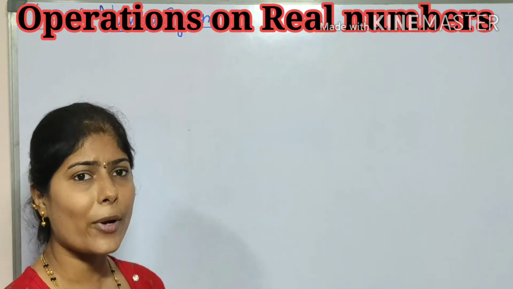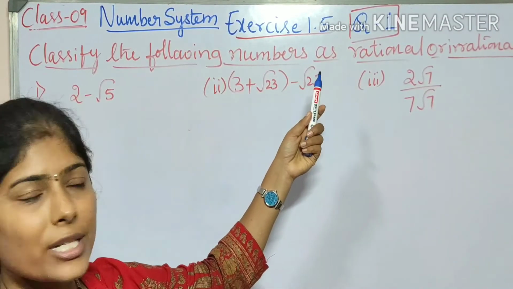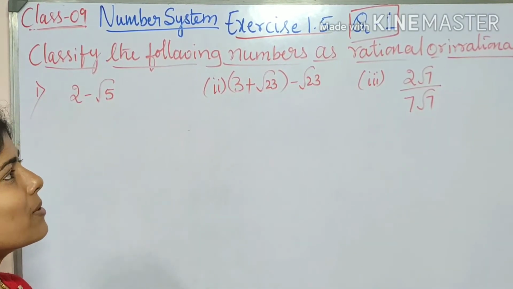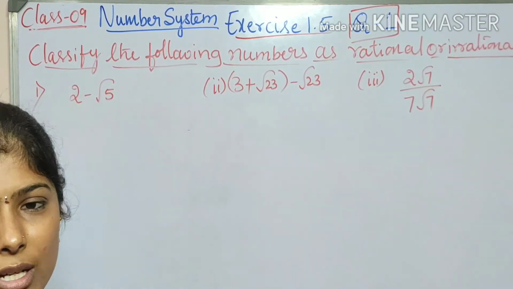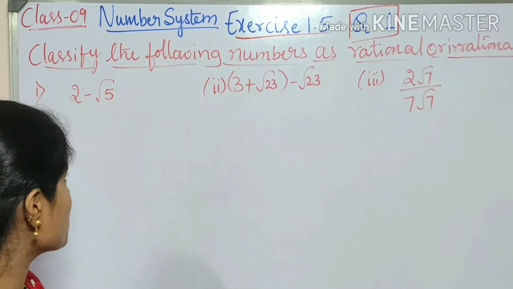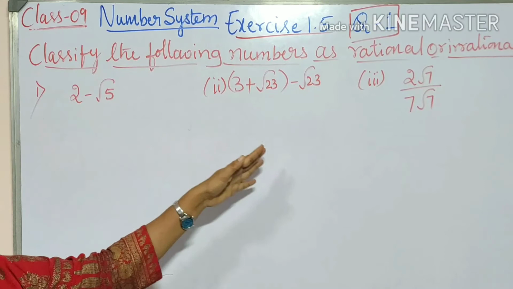We are doing some operations related to rational numbers. Exercise 1.5, question number 1: classify the following numbers as rational or irrational. They gave some numbers, and we have to classify them as rational or irrational. This is the main question, and in that we have sub questions.